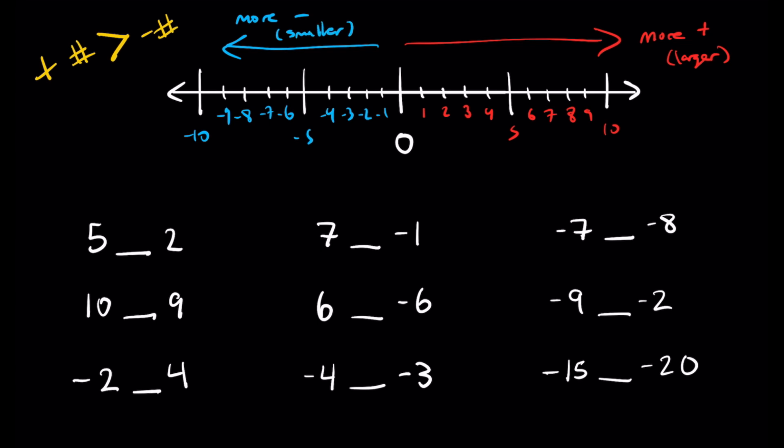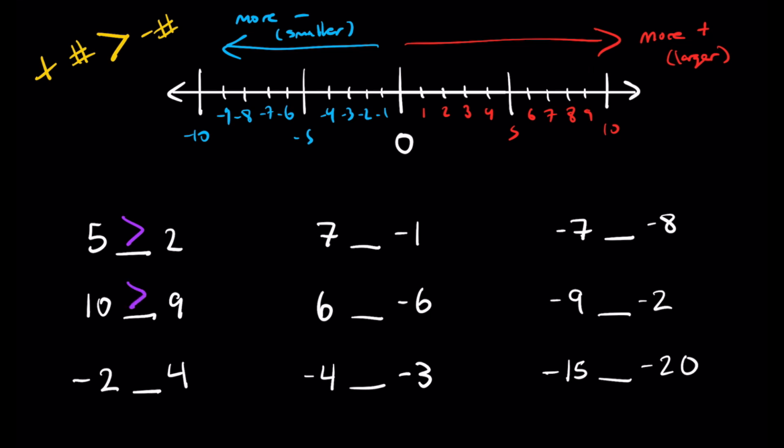So let's look at comparing 5 and 2 here. Well, 5 is here and 2 is here. 5 is further to the right on the number line than 2 is, so 5 is greater than 2. Same thing with 10 and 9. 10 is further to the right on the number line than 9 is, so it's going to be greater than 9.